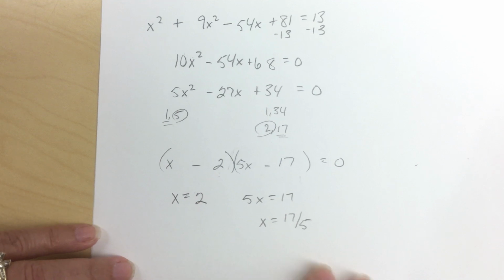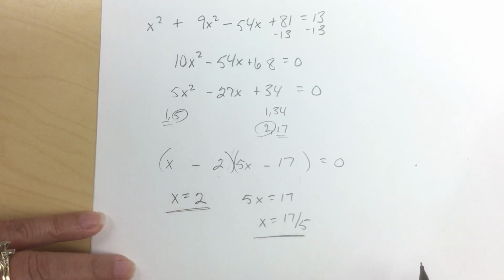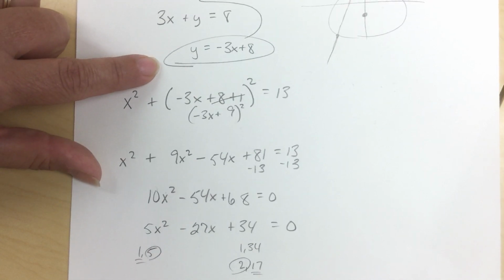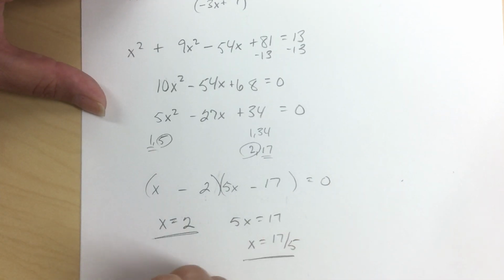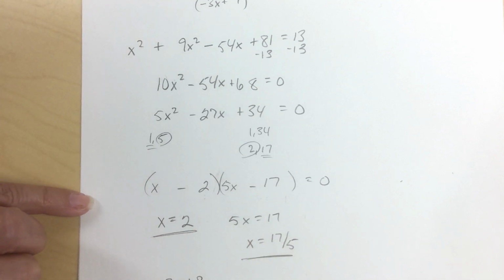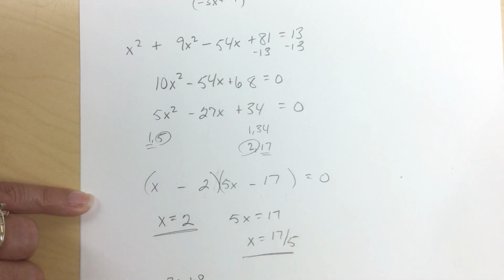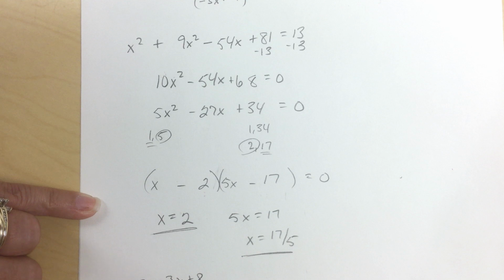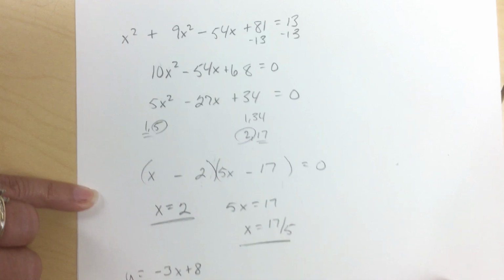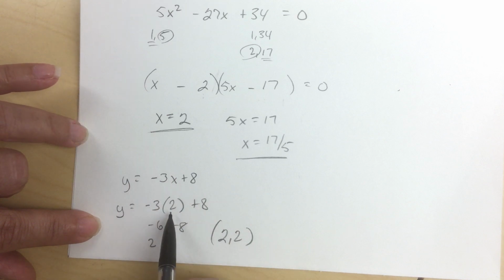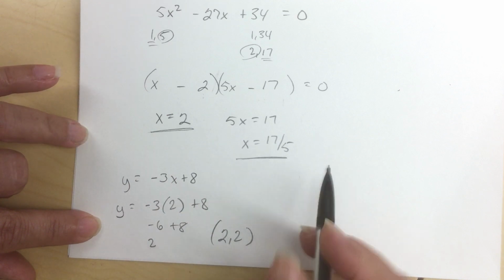So those are my two different x values, and my equation was y equals -3x plus 8. So y is equal to -3 times 2 plus 8. -6 plus 8 is 2. So my ordered pair is (2, 2). Oh, sorry, can't see that. So -3x plus 8, plug in 2, -6 plus 8 is positive 2.